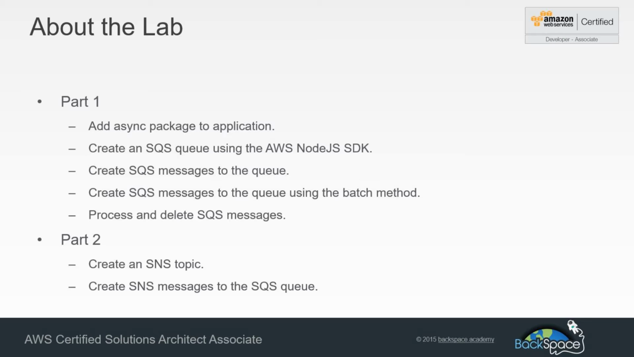So we're going to retrieve those messages from our SQS queue, and then we're going to process those and then delete them after we've processed them to remove them from the queue. So then in the second part of this, we're going to look at creating an SNS topic. And then we're going to create SNS messages that will go to the SQS queue, and then we'll be able to retrieve those from our SQS queue using our Node.js development environment.